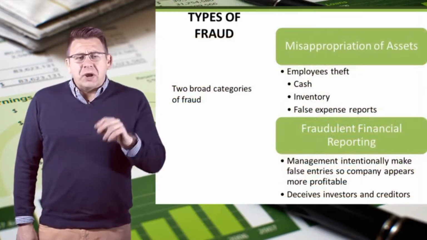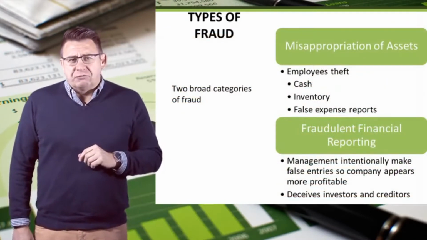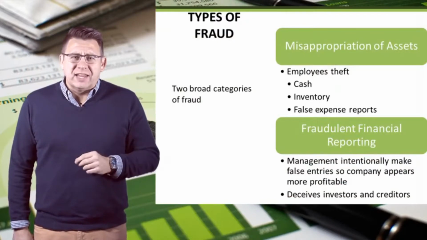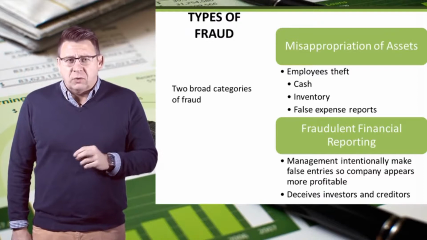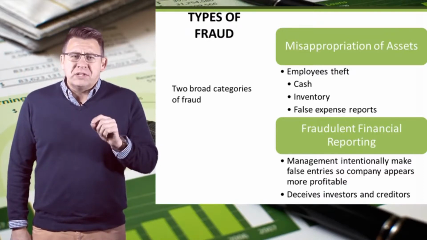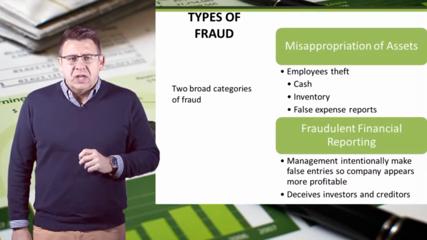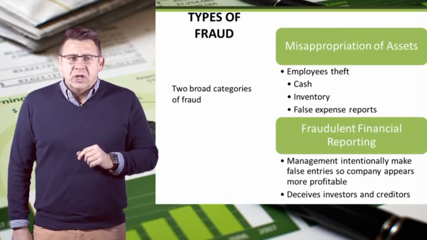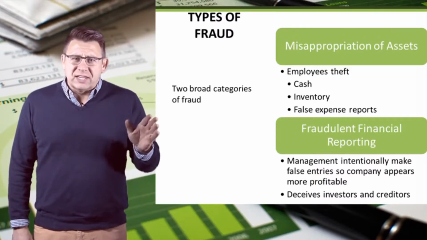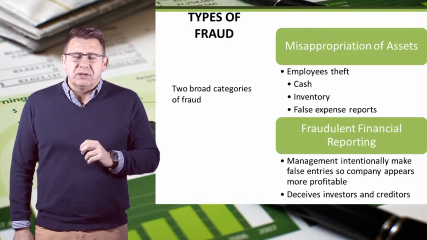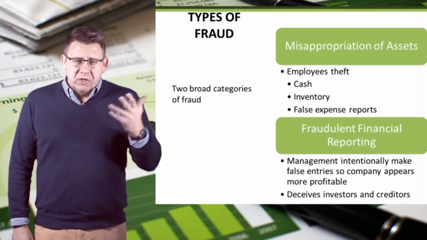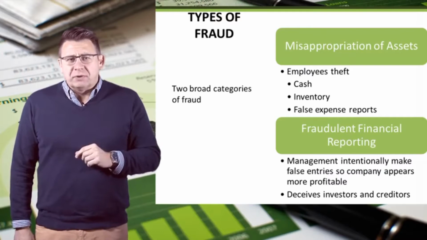There are two broad categories of accounting fraud. The first rarely makes national news because the amounts could be quite small, although not always. We call this misappropriation of assets, and it's basically stealing. You can see some of the common examples on the slide. The second category is fraudulent financial reporting. The companies earlier were examples of this.